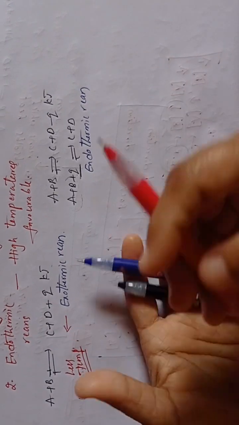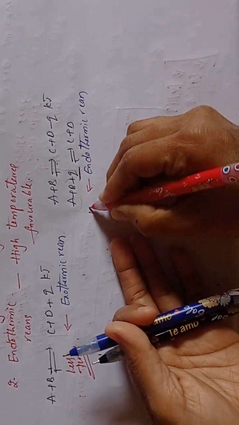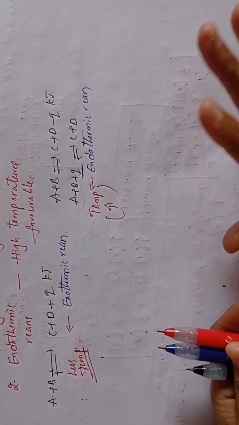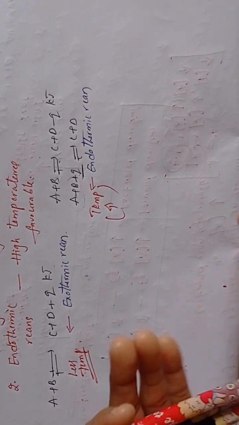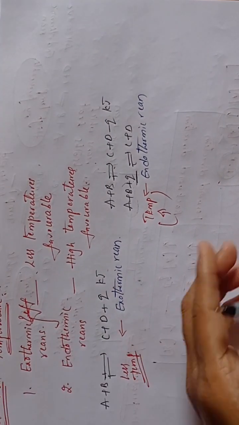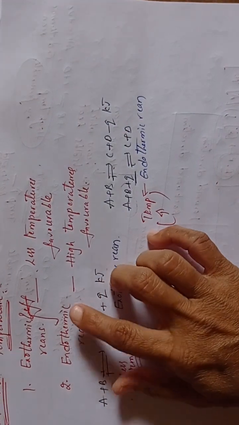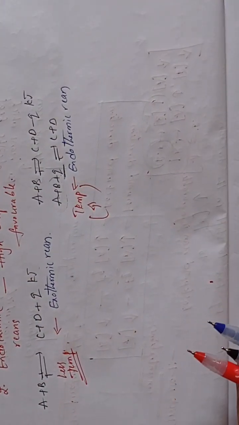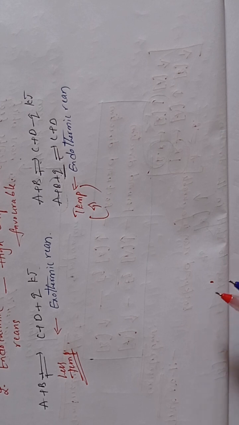Endothermic reactions mean which temperatures are favorable? High temperatures are favorable. Clear? High temperatures are favorable. Right. Now this is trick number 2 you have to remember. So exothermic reactions, low temperatures are favorable. Endothermic reactions, high temperatures are favorable. Clear, students?